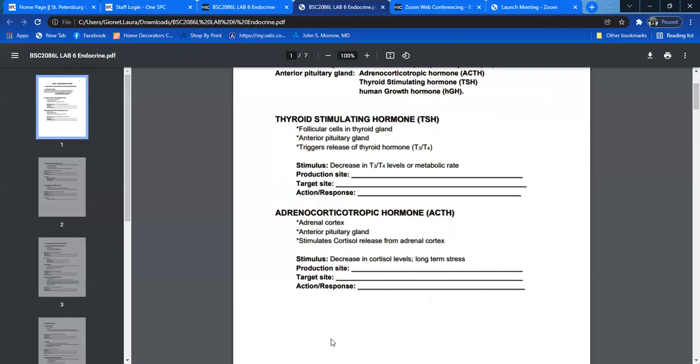Adrenocorticotropic hormone: the stimulus is a decrease in cortisol levels or long-term stress. The production site is the anterior pituitary gland, my bad. The target site is the adrenal cortex, and the action response is to stimulate more cortisol release, or increase cortisol production and release.